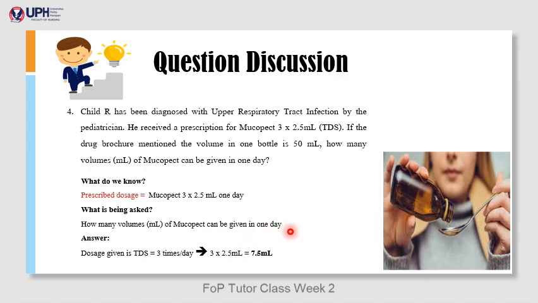Okay. So in one day it's TDS, which means 3 times a day, 3 times 2.5 milliliters. The answer is 7.5 milliliters. Just ignore that one bottle is 50 milliliters. It's just there, but it makes no use. So just focus on what is being known, what is being asked, and what's the answer. Okay. Next question.